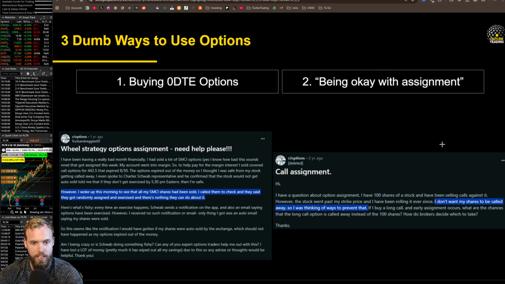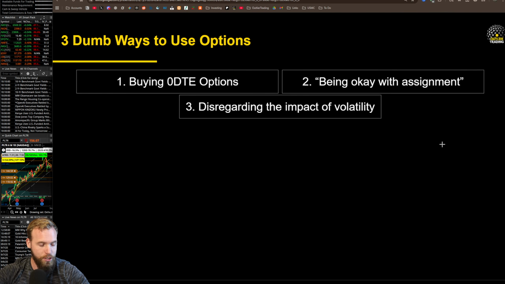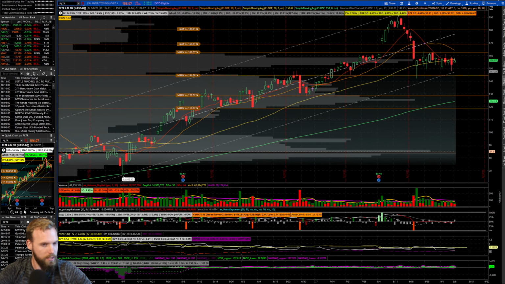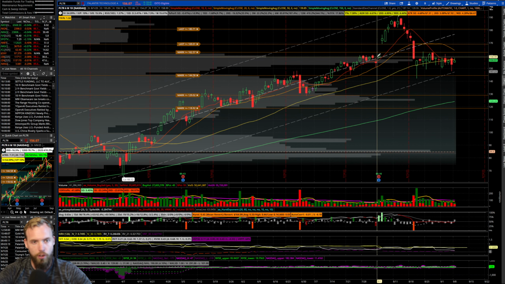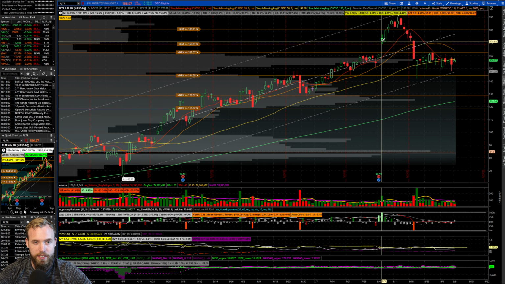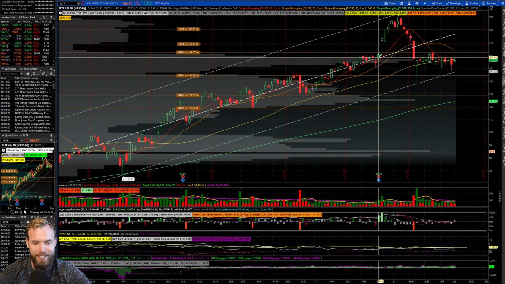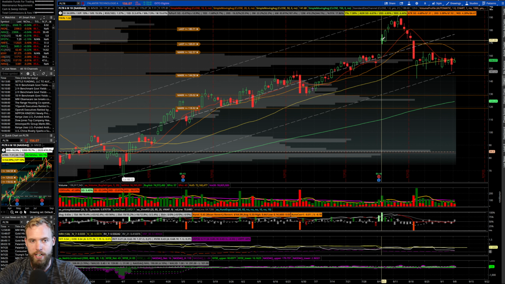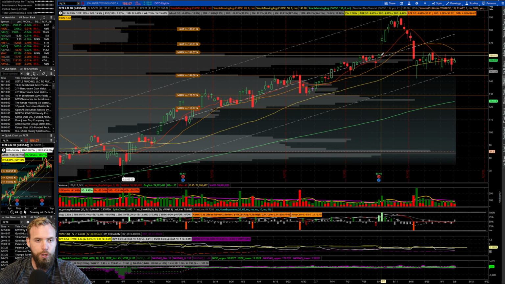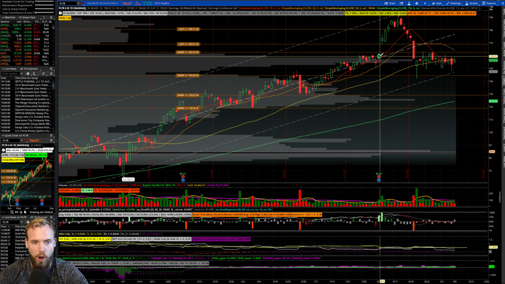Third and final thing, this is probably the most important one that I think just about everybody will have fallen prey to: disregarding the impact of volatility. So let's use an example for this. Let's say that we're coming into earnings in Palantir and you want to trade the expected post-earnings move. So right now we're pretending it's the 4th of August. You don't know that it's going to gap up the next day, but you see a bunch of call activity and you want to buy some calls to trade this to the upside.